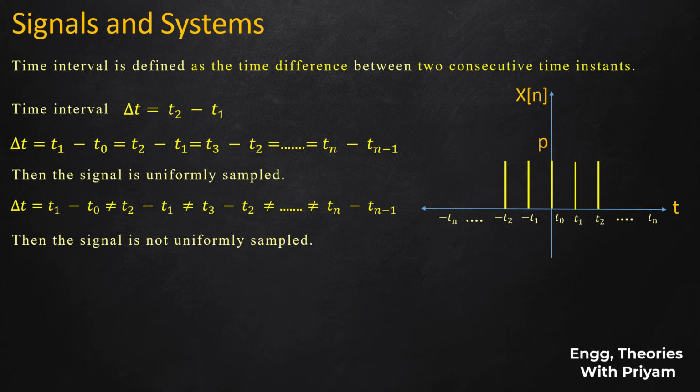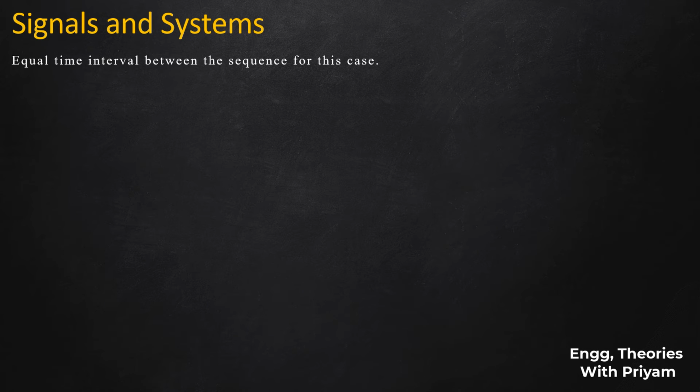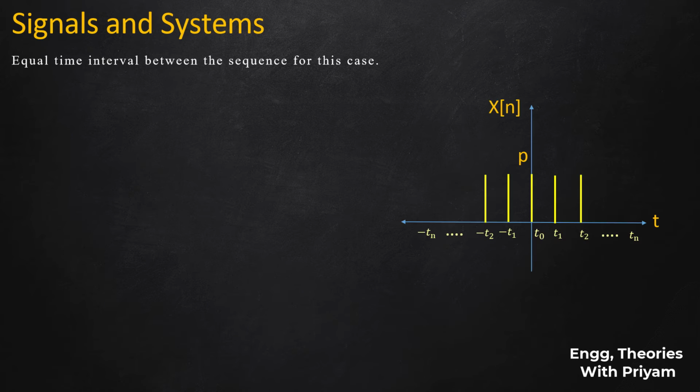When we create a discrete time signal by taking the samples of the continuous time signal, then the obtained discrete time signal's independent variable in the x-axis will be same as the continuous time signal, or both will be defined in the time domain t. Again, we have seen that for the discrete time signal, the independent variable in the x-axis is the integer variable n. So how do we get the integer variable n from the variable t in the x-axis? For this case, we will consider the equal time interval between the sequence.